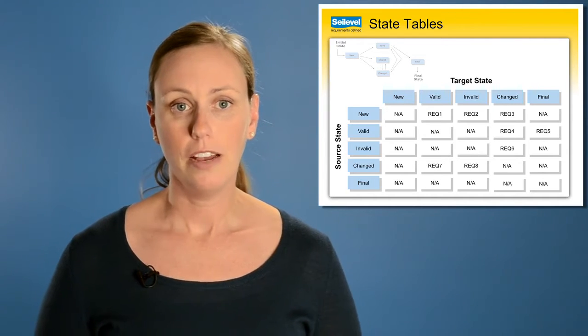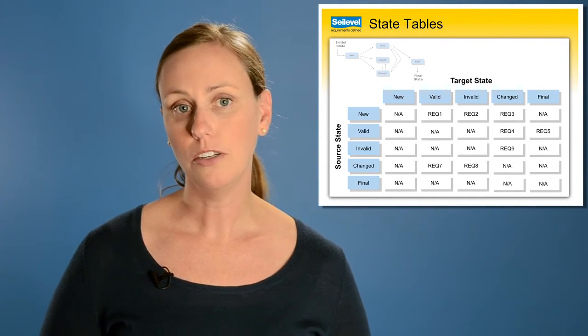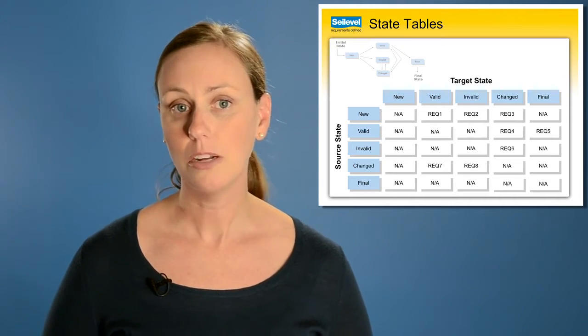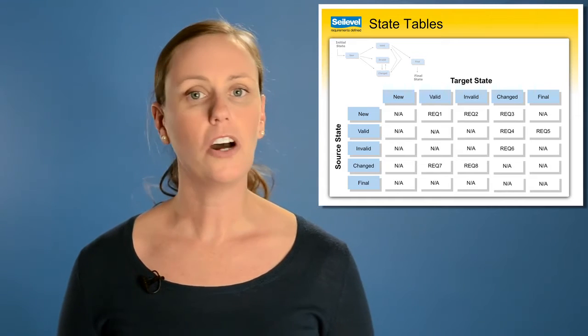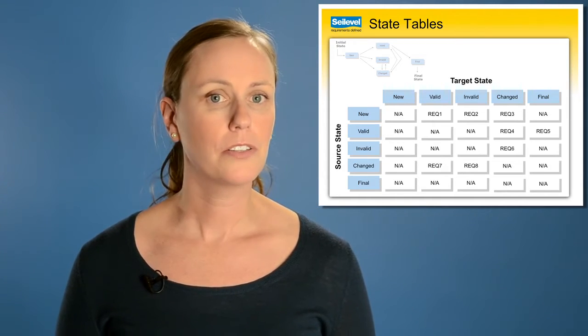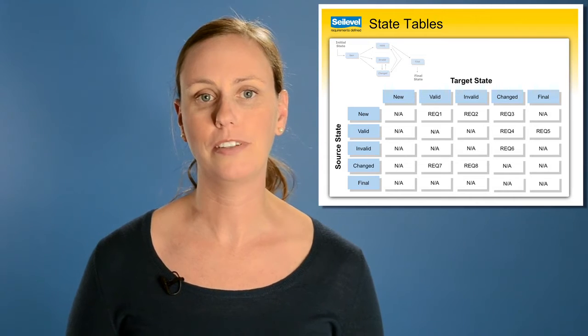For example here, a vehicle configuration can go from state new to valid, invalid, or changed, but not from new to final. State tables are very useful to know that you considered all of the possible state transitions, so that you know you have a complete picture of possible transitions.